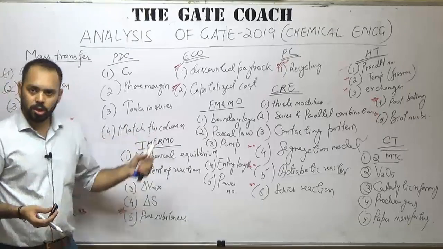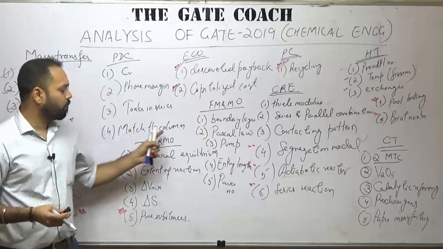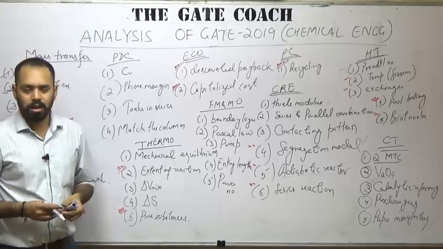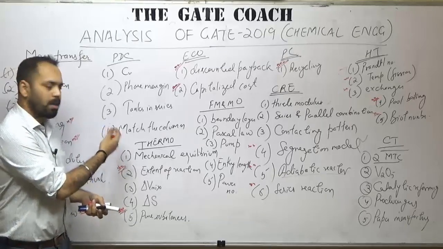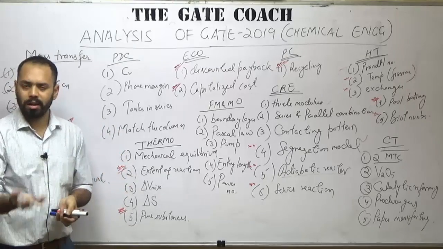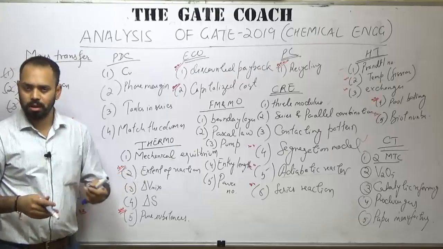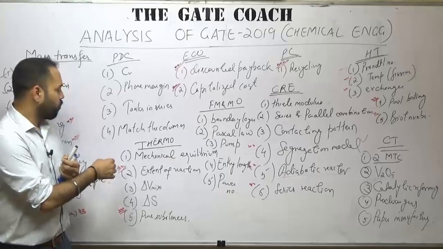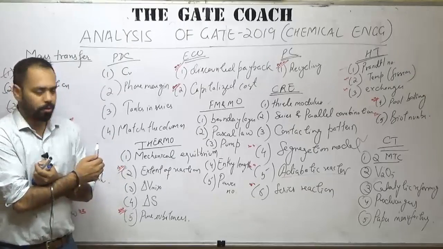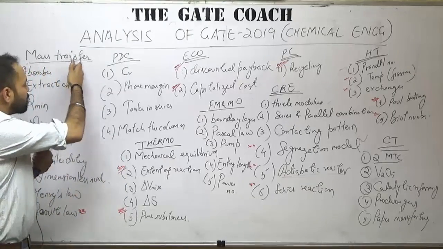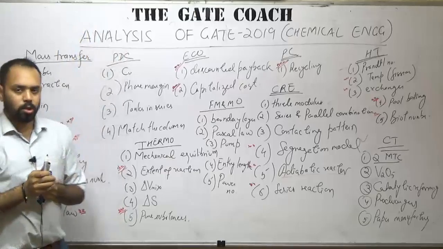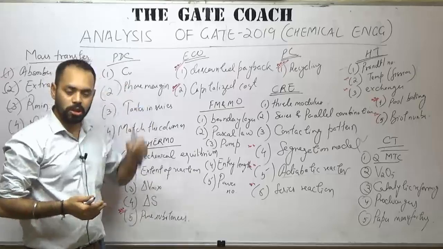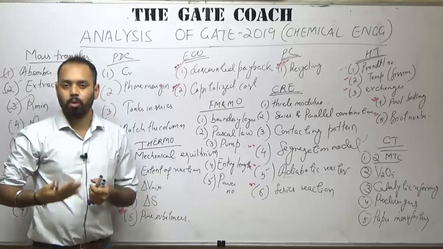And then there was a match the column problem. This might have proved quite confusing for some of the students, but if you just apply the final value theorem to all the transfer functions, you can easily find which one is the correct option. Many students wasted more time on this particular problem. But overall, from mass transfer as well as from PDC, the questions were simple. So if you attempted these questions initially, then you might have attempted more questions.